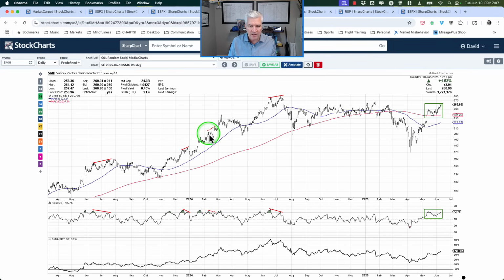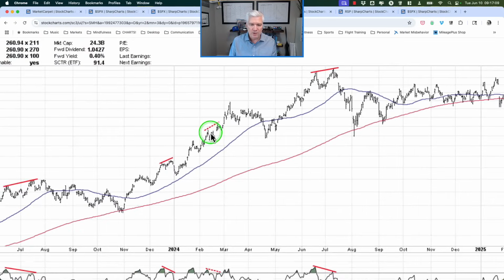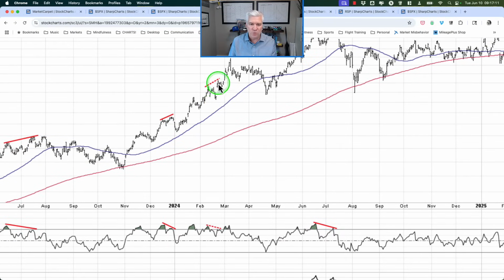So here we have higher highs in February. Let me zoom in a little bit. In February of 2024, higher highs on weaker momentum, right? So you can see the peak in January, overbought RSI around 80. Peak in February, overbought RSI around 75. Peak in late February, not quite overbought, RSI around 79. So that's a bearish divergence, right?